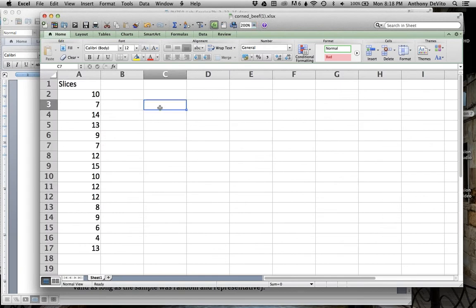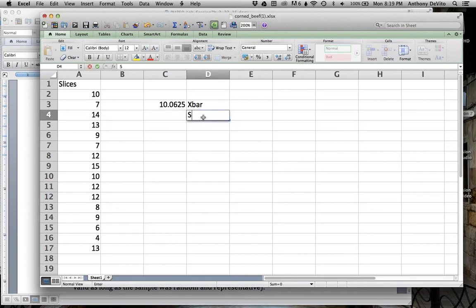Okay, so I'm going to calculate the mean. Mean is equal to AVERAGE, parentheses. I'm going to take these 16 numbers. Okay, 10 slices roughly is the average. That's X bar. It's X bar because it's a sample. It doesn't represent all the delis in New York, just those 16 we sampled.